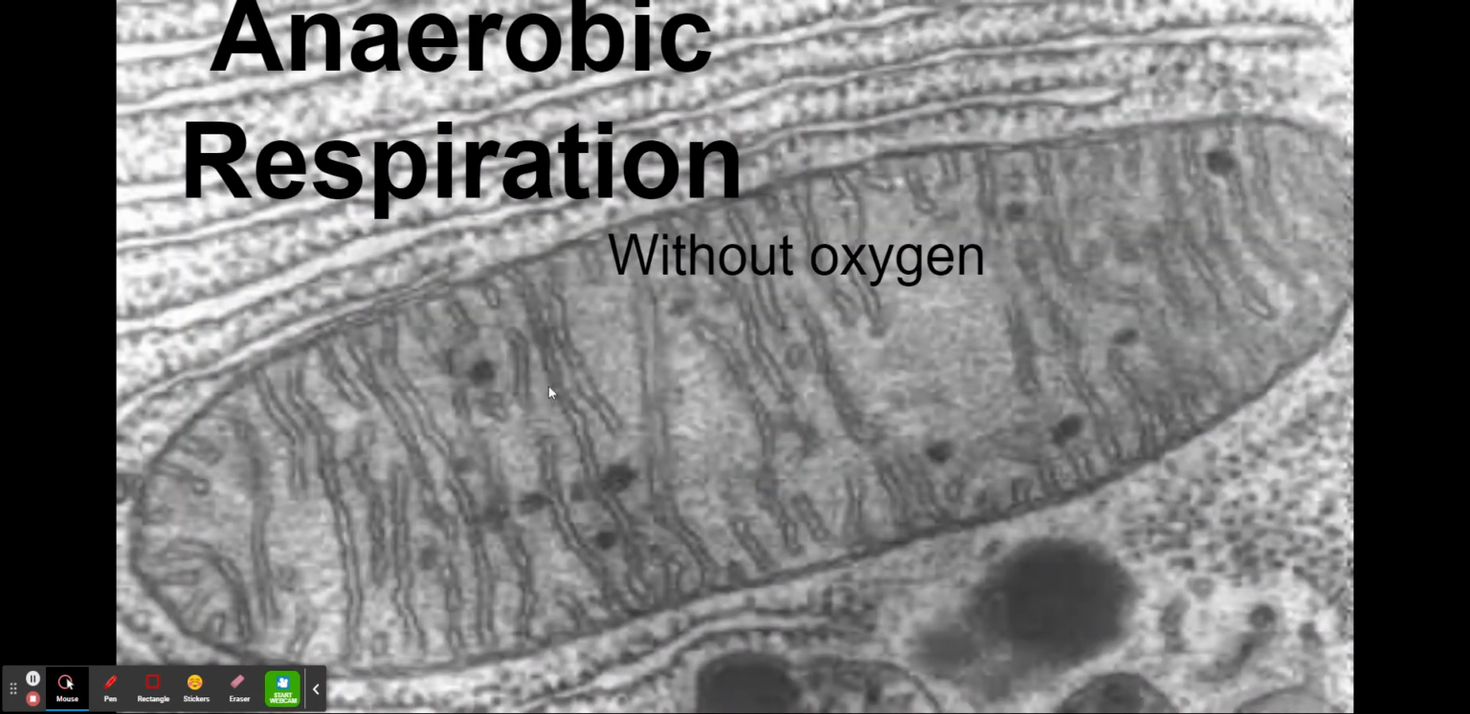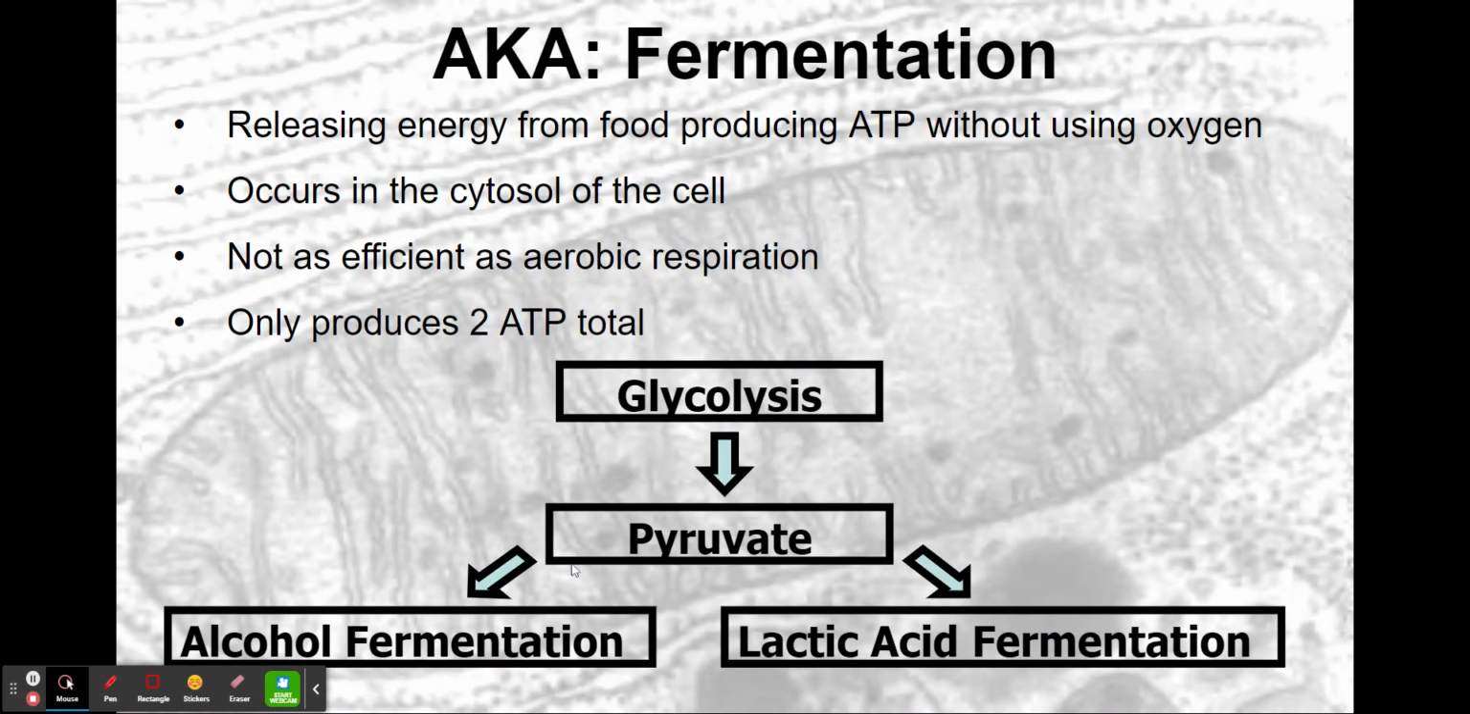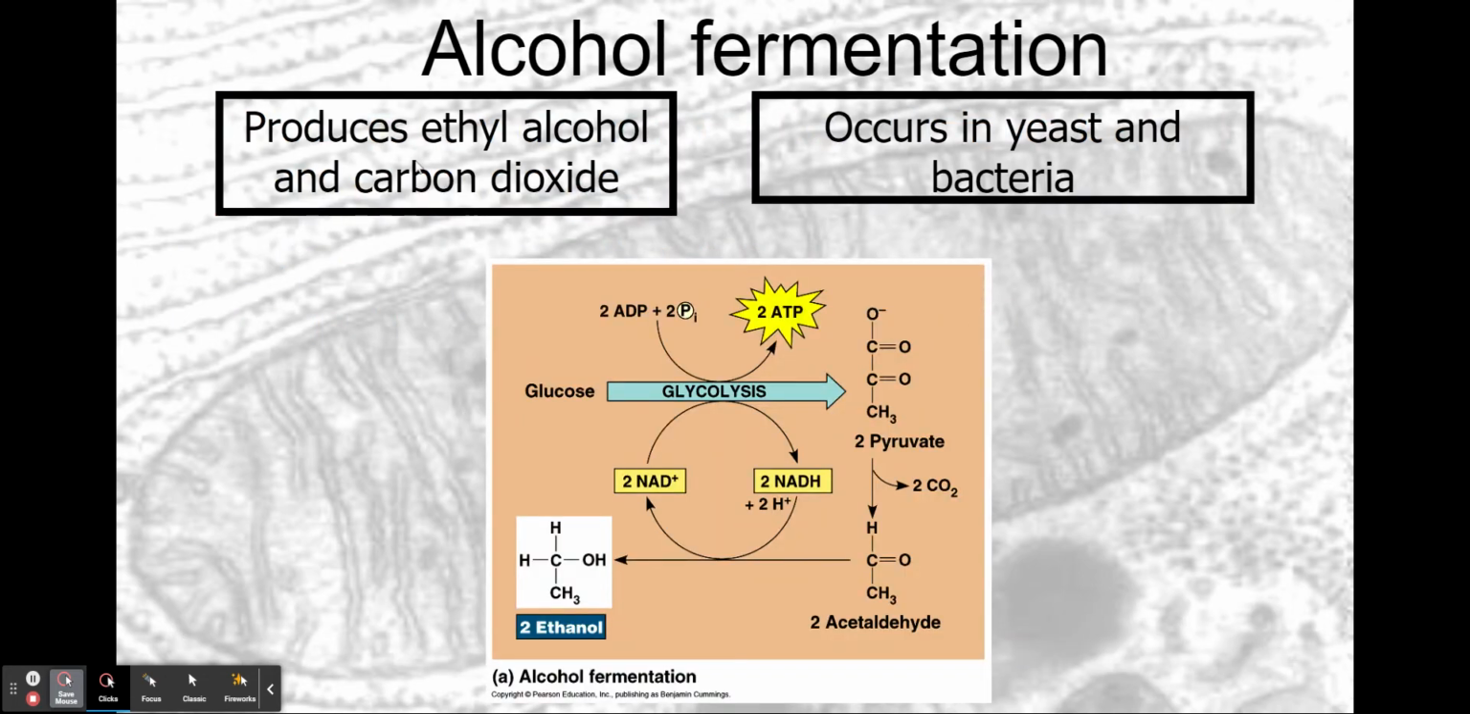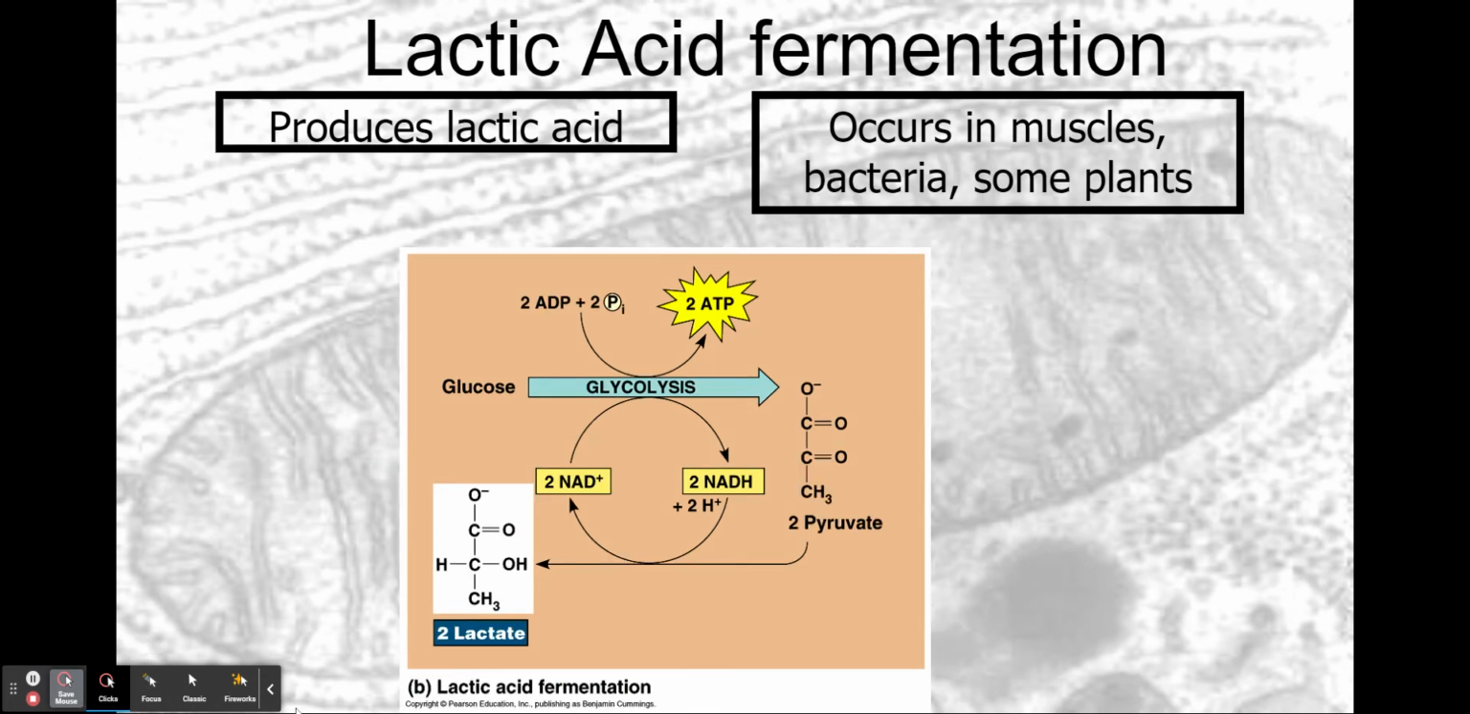All right. Anaerobic. Anaerobic is divided into alcohol fermentation and lactic acid fermentation. It releases energy from food, producing ATP without oxygen, like I mentioned earlier, and only produces 2 ATP total. Alcohol fermentation produces ethyl alcohol and carbon dioxide and is mainly used in yeast and bacteria. It isn't really relevant to the human process, which is what we're going to look at today.